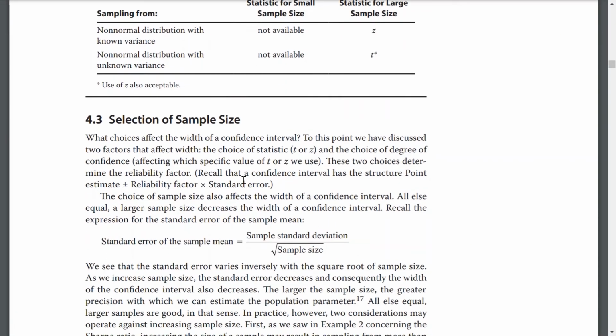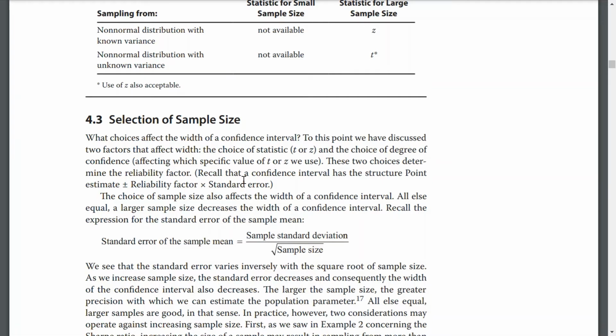4.3 Selecting a sample size. What choices affect the width of the confidence interval? To this point, we have discussed 2 factors that affect the width: the choice of statistic, t or z, and the choice of degree of confidence, affecting which specific value of t or z we use. These 2 choices determine the reliability factor.